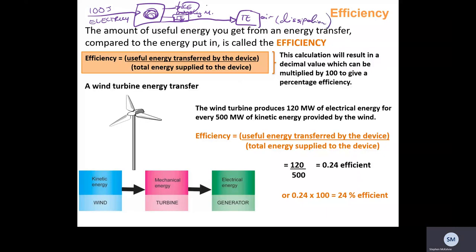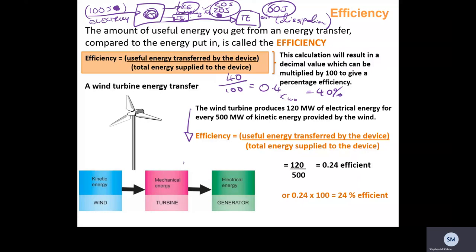So let's just say that I get 20 joules of kinetic energy and 20 joules of thermal energy in my water. 100 joules went in, 20 joules I want. That means that there's 60 joules over here of energy that I don't want. The amount of useful energy you get from an energy transfer is here, compared to the energy put in is here. So if I wanted to find the efficiency of my washing machine, I would do the useful energy divided by the total energy. 20 plus 20 is 40, divided by 100. That will give me my decimal value of 0.4, times it by 100, will give me 40%.